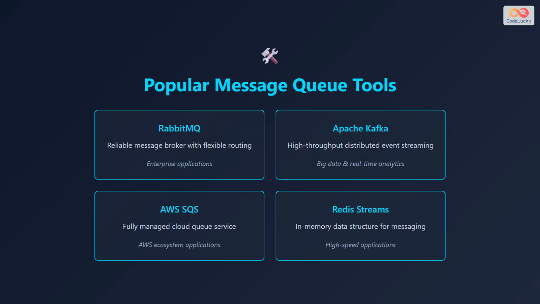Several tools dominate the market. RabbitMQ is a reliable message broker with flexible routing, commonly used in enterprise applications. Apache Kafka provides high-throughput distributed event streaming, ideal for big data and real-time analytics. AWS SQS is a fully managed cloud service perfect for applications already in the AWS ecosystem. Redis Streams offers in-memory messaging for applications requiring extremely high speed.